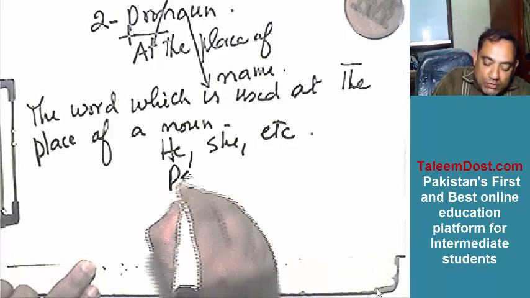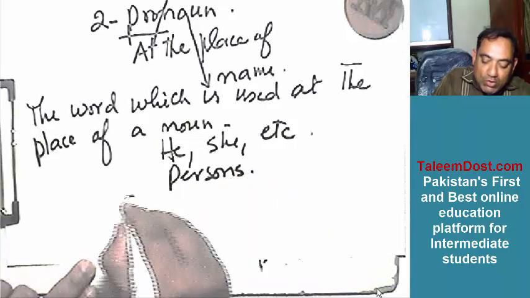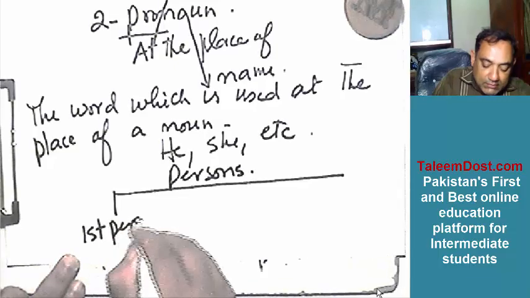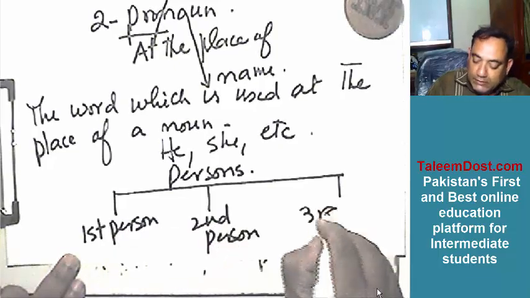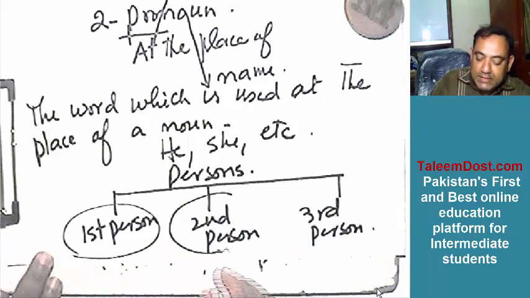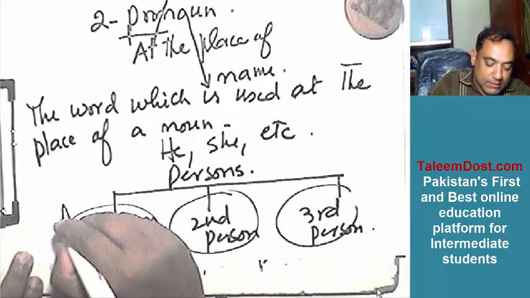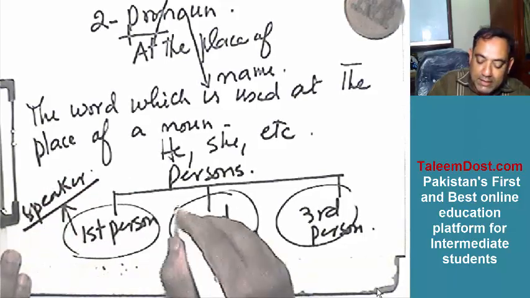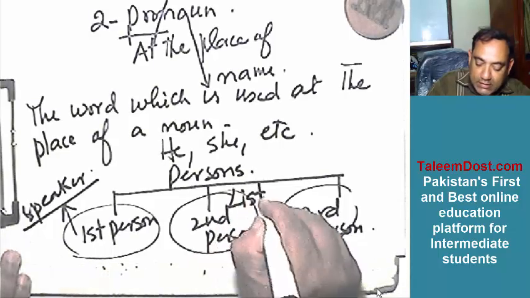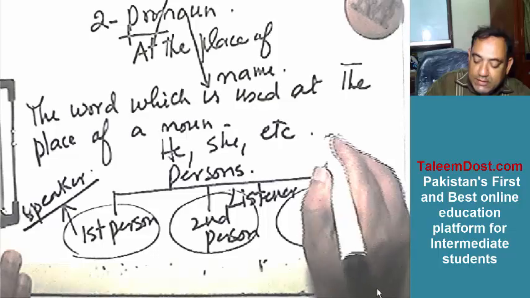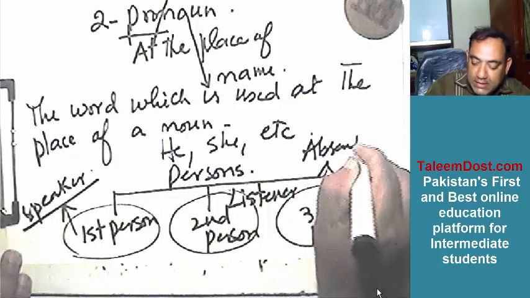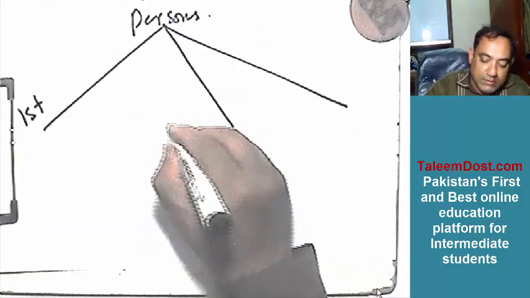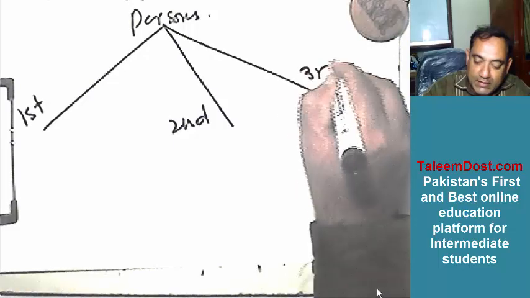So first of all we have to understand, हमें understand करना होगा how many persons are there. There are 3 persons: first person, second person, third person. First person, who is a speaker, the pronoun which is used by the speaker. Second person, who is a listener, and third person, who is absent. Persons, first, second and third.